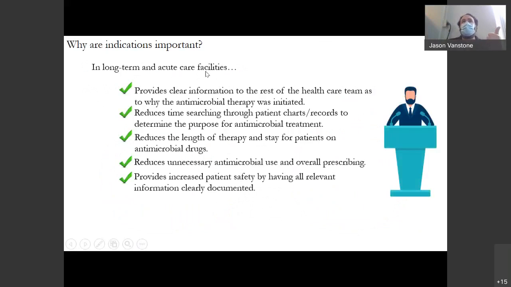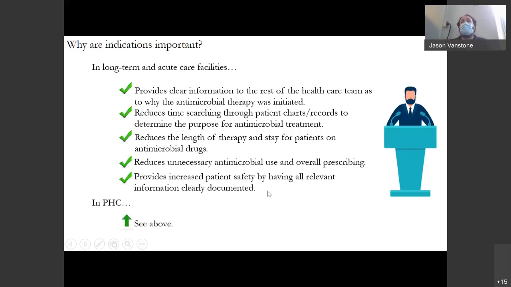In long-term care and acute care facilities, the data shows that it provides clear information to the rest of the healthcare team as to why the antimicrobial therapy was initiated. It reduces time searching through patient charts and records to determine the purpose for the antimicrobial treatment. It reduces the length of therapy and length of stay for patients on antimicrobial drugs. It reduces unnecessary antimicrobial use and overall prescribing, and provides increased patient safety by having all relevant information clearly documented in their chart.